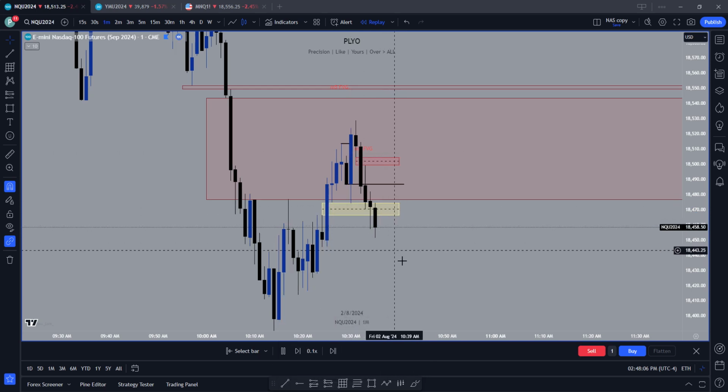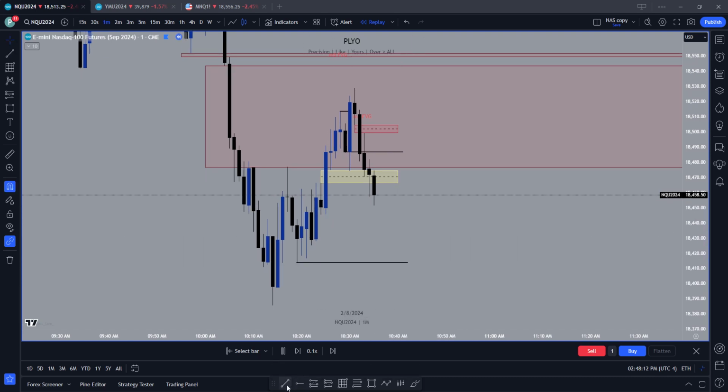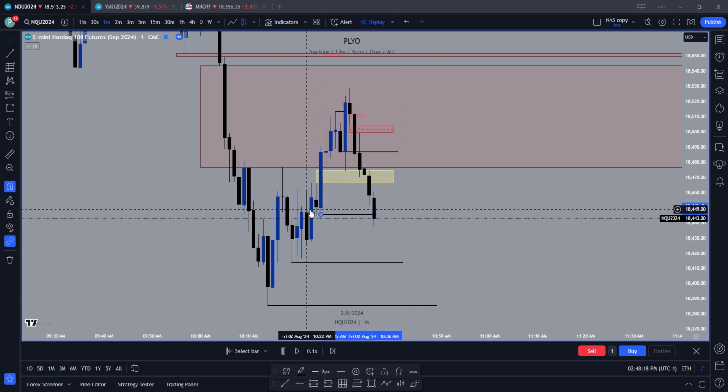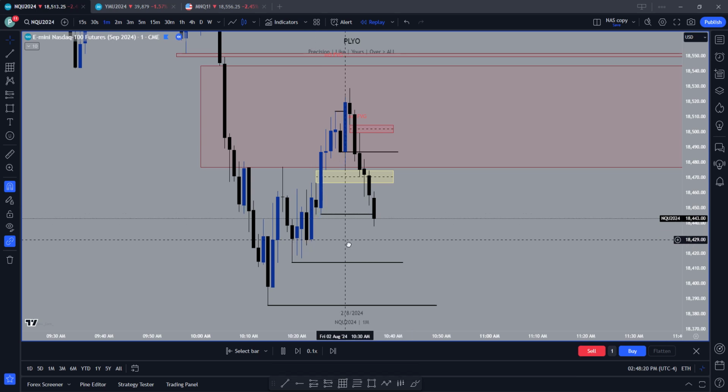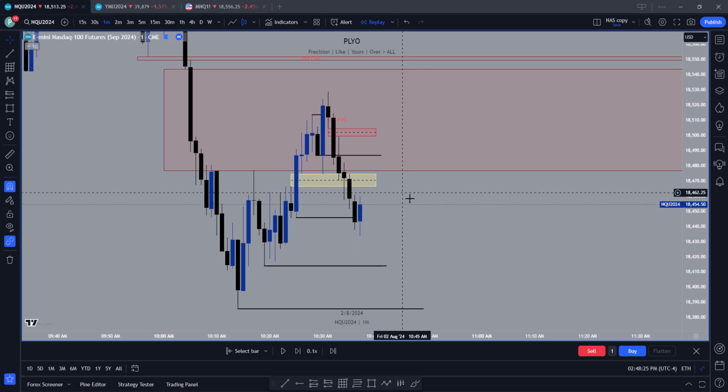And then we get the inverse. Where would your soup low be? Well, it'd be either this one or this one, right? Or you could even say this one because it's the OB, the low that we left when we tapped into the OB. Okay, so let's talk about entries for this.